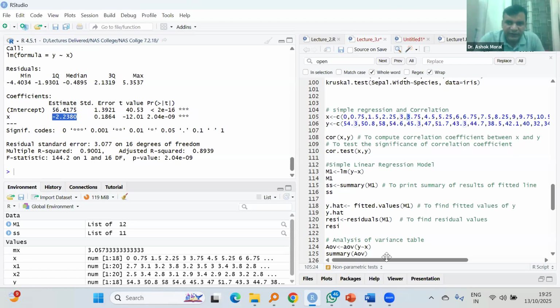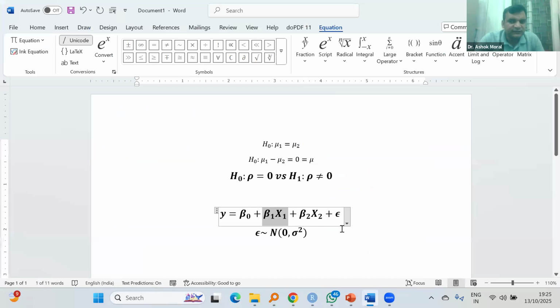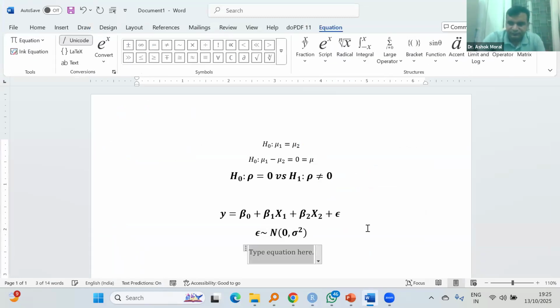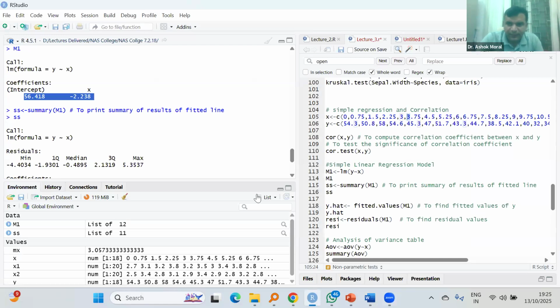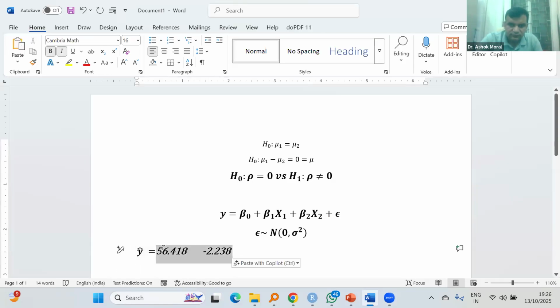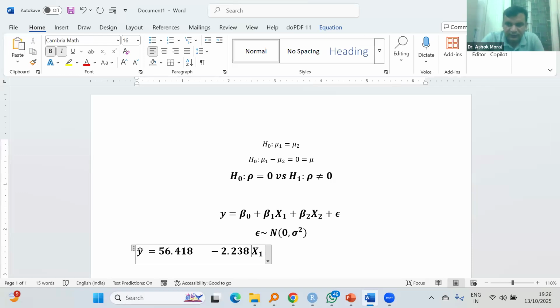When we get the β1 cap, this is the estimate. In that case this is the equation: y hat is equal to y cap is equal to what are these parameter estimates? This is the equation, into x या x जितना भी रखना है, एक ही x है तो x भी रख सकते हैं और एक से ज्यादा है तो this is the fitted equation.